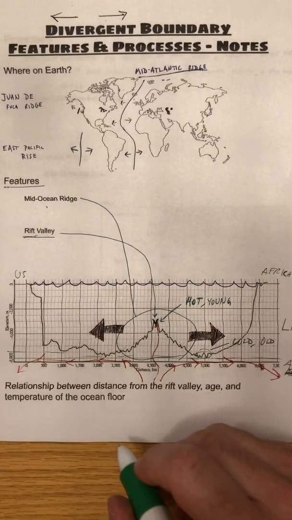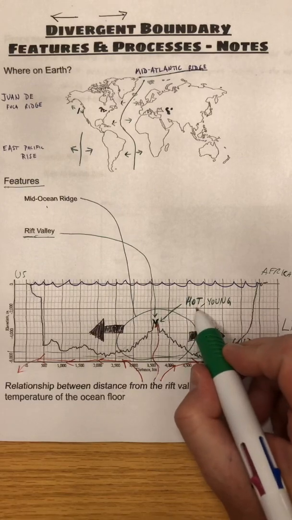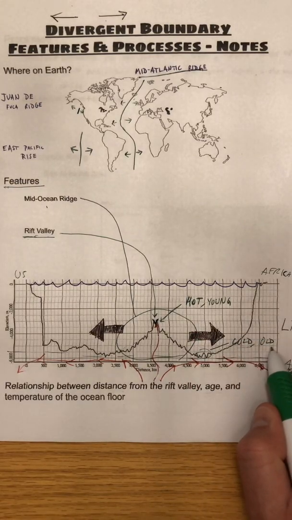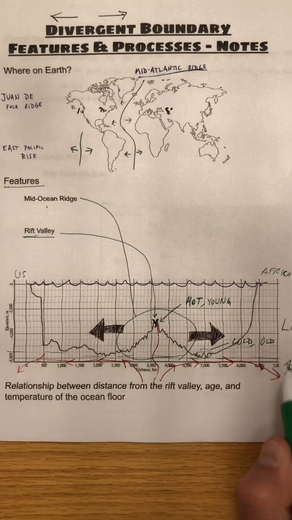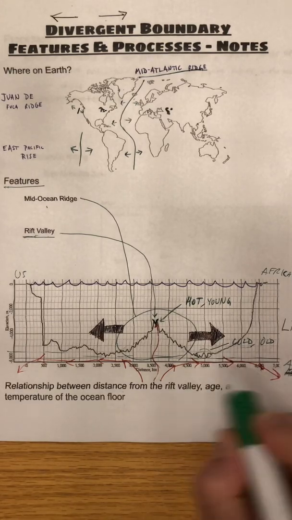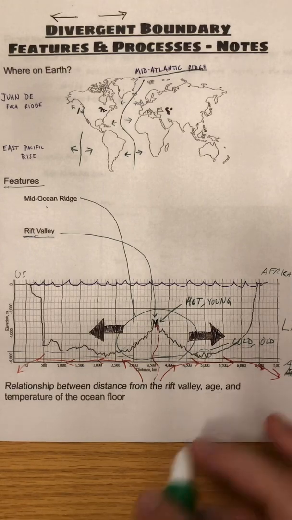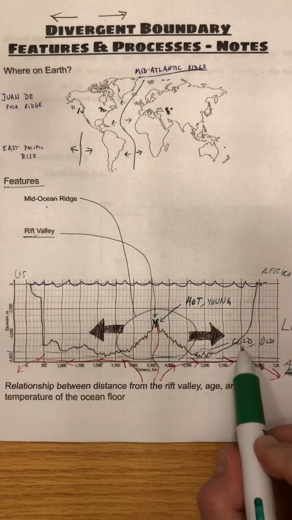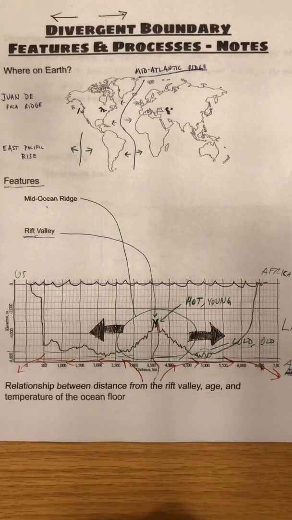Now, the reason that's important is these hot ones are less dense. These cold ones are going to become more dense. And when we talk about convergent boundaries next week, the density of these crust pieces is going to be something that's important. So I'm just going to mention now, sometimes ocean floor is more dense, sometimes it's less dense, and you'll see why that's important later.